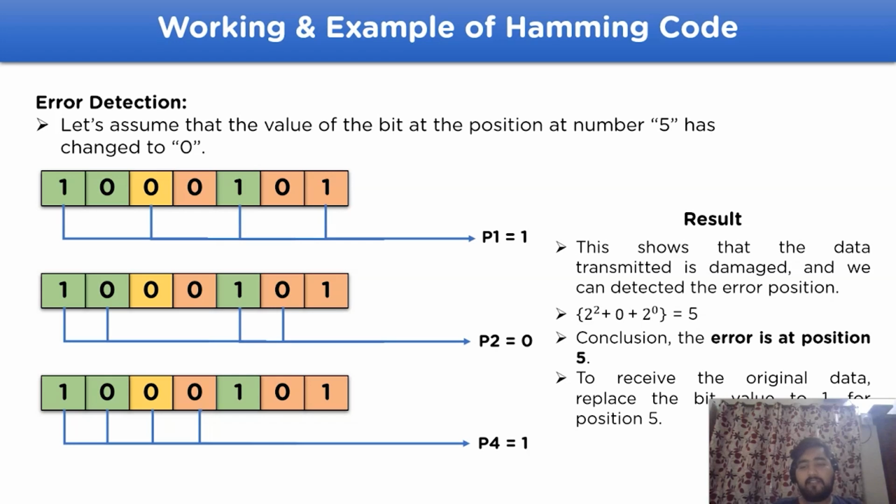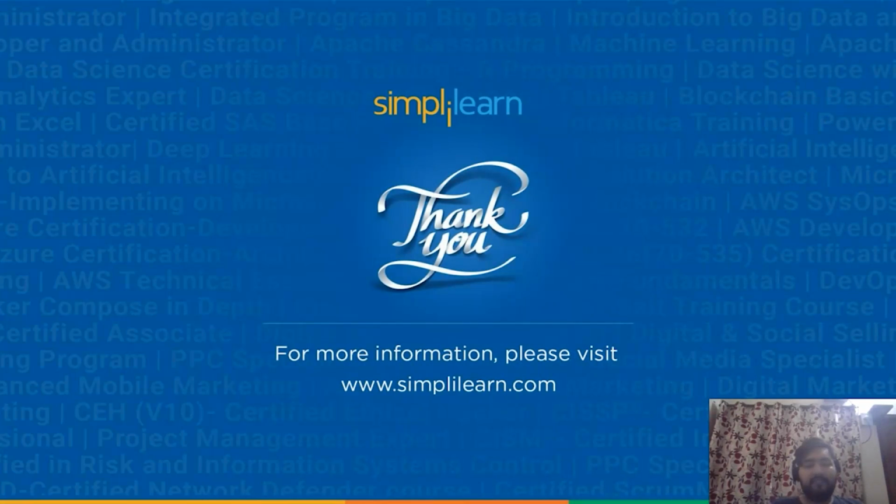Now, to correct this error, we can use the position that we obtained, that is 5, and replace the 0 value with a 1 bit. By doing this, we will obtain the original data. With this, we have completed all the topics to understand the Hamming code method.